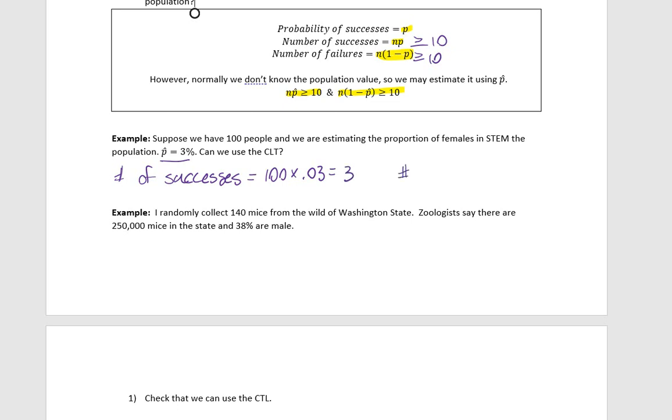So if you're not a success, that means that you are a failure in this class, not in life. So we're going to have 100 times, well, if 3% are successes, then how many are going to be failures? 97%. So times 0.97. So we're going to get 97. So we can't use the central limit theorem because 3 is not greater than 10. Okay? But even though we had enough failures, we still need to have more successes.